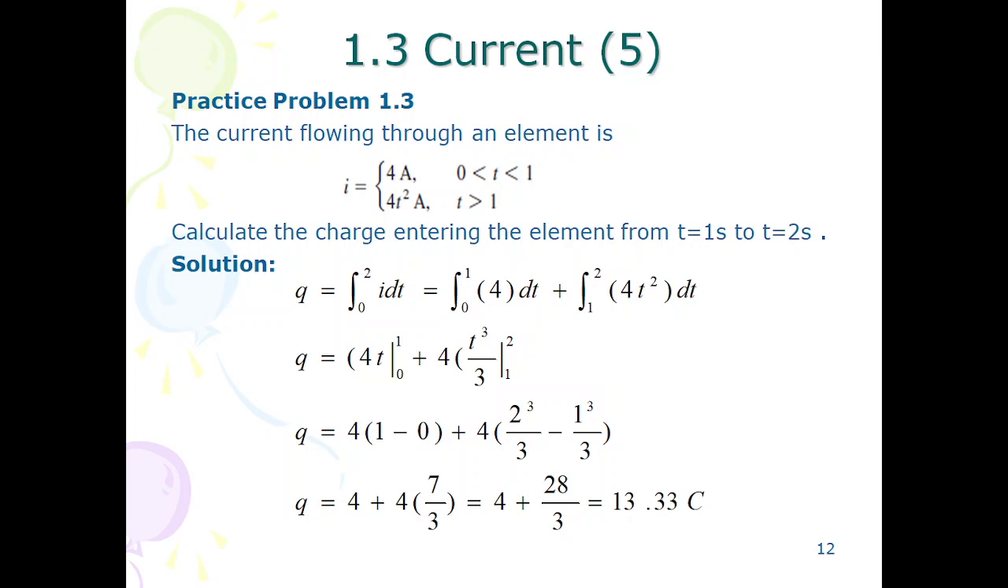Then we find the integral, and 4 comes outside the integral. Integral dt is equal to t, with upper limit 1 and lower limit 0. Then 4 comes out, and the integral of t square is t cube by 3. Then we have to put upper limit minus lower limit. The answer is 13.33 coulomb.